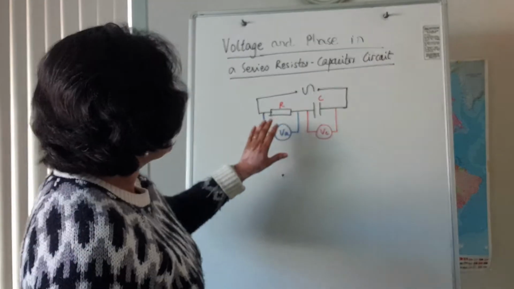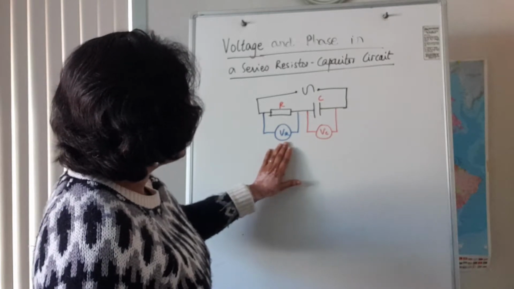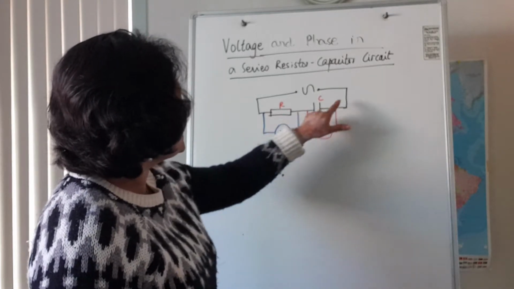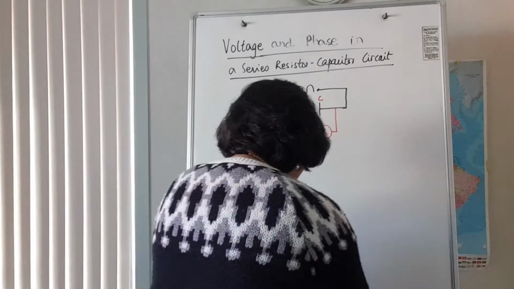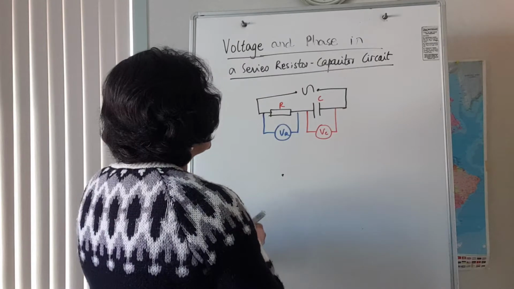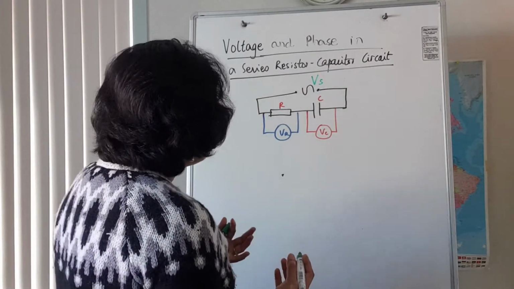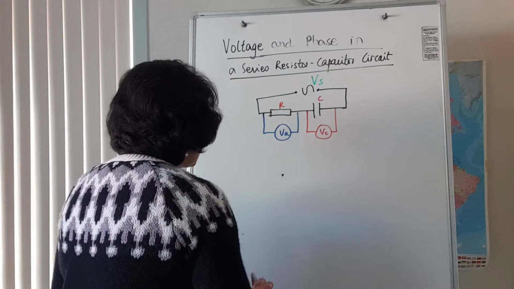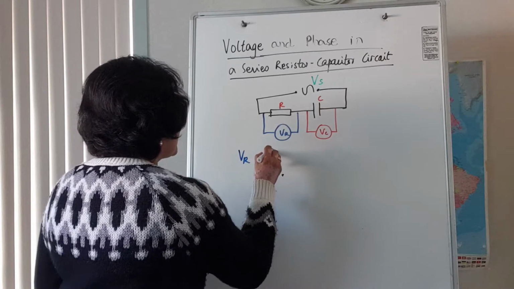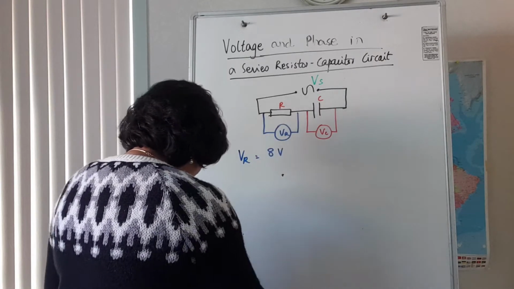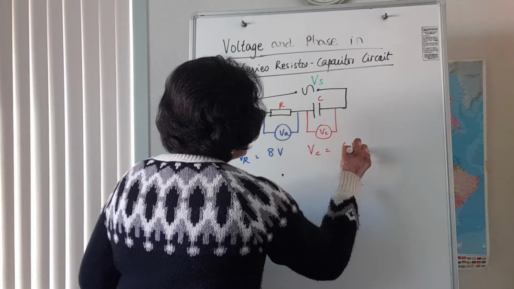So here's a resistor and there's a capacitor, and we're looking at the voltages across the resistor and the capacitor in a series circuit where you have your supply voltage, given as Vs. Now, let's say the voltage across the resistor is 8 volts and the voltage across your capacitor is 6 volts.